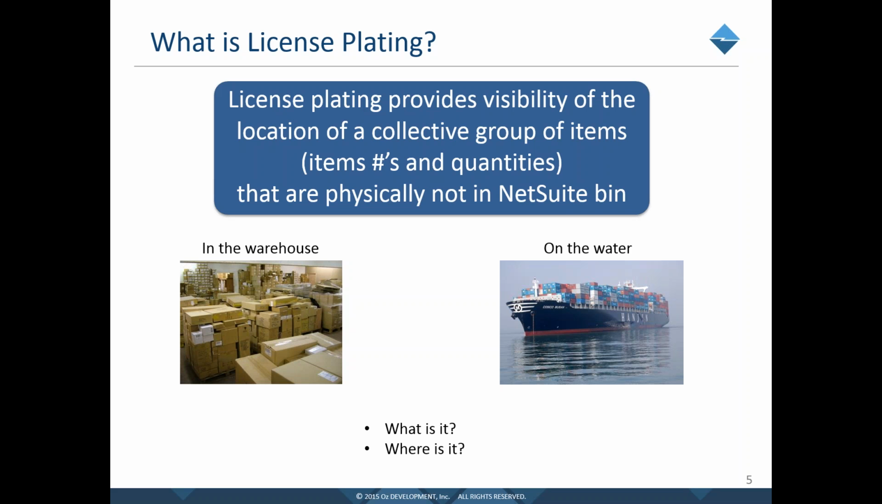A license plate provides visibility of the location of a collective group of items, item numbers, and quantities that are physically not in a NetSuite bin. They can also be in a NetSuite bin, but they may not be, and of course they are typically on some type of movable thing, whether that's a pallet, a tote, or some other construct that's used to move a variety of goods. That's really what license plating is for, and it allows single scan, single identification and movement of all those things that are within that skid or within that license plate. That's really the intent of license plating.